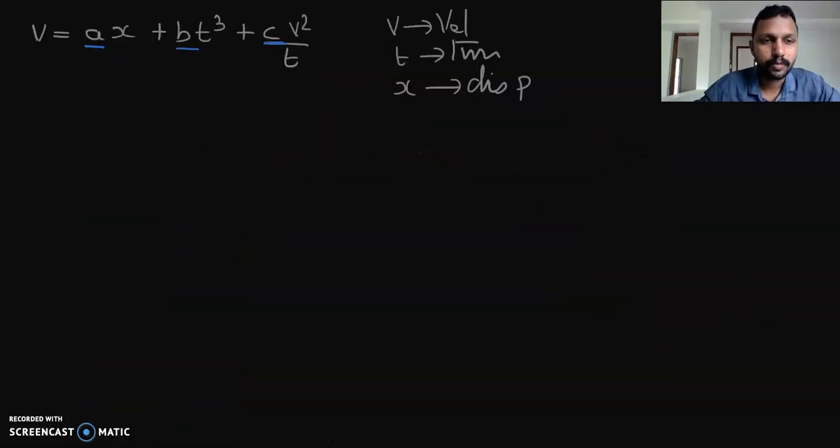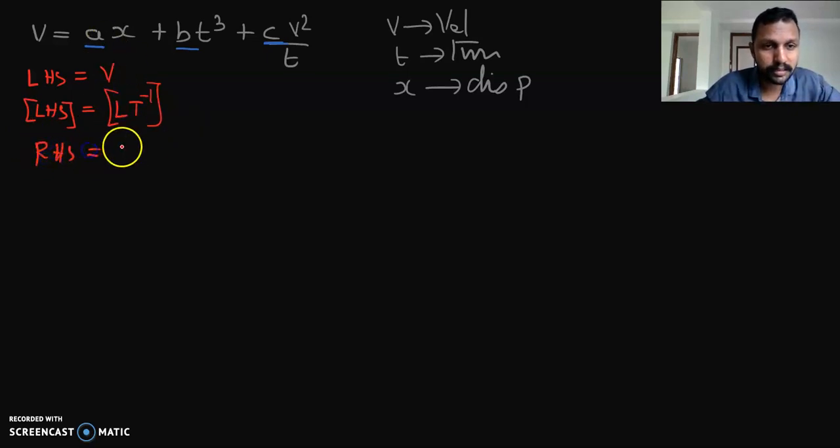Now let's look at this equation where we can see an LHS and an RHS. Our LHS in this case is v. Let me write the dimensional formula of LHS. v means velocity, and the dimensional formula of velocity is LT⁻¹, which we have learned. Then the RHS is ax + bt³ + cv²/t.